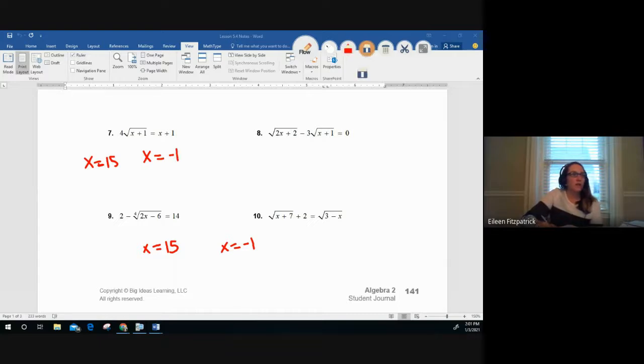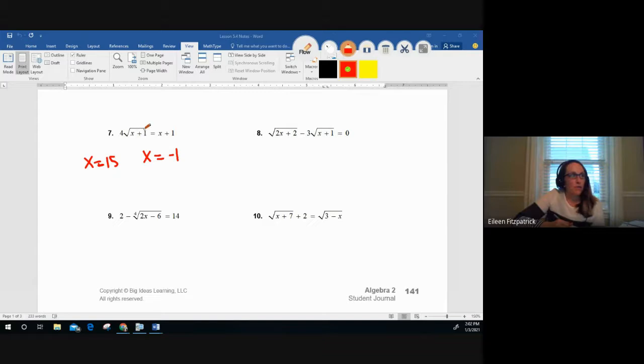So plugging in, make sure you plug into both sides. If I plug in 15, 15 plus 1 is 16. Square root of 16 is 4. 4 times 4, that'll multiply to a 16. Plug in a 15 over here. 15 plus 1 equals 16. So I get 16 equals 16. That one works. If you need to write the checks down and can't do this all in your head, that's fine as well. Okay, plug in a negative 1.